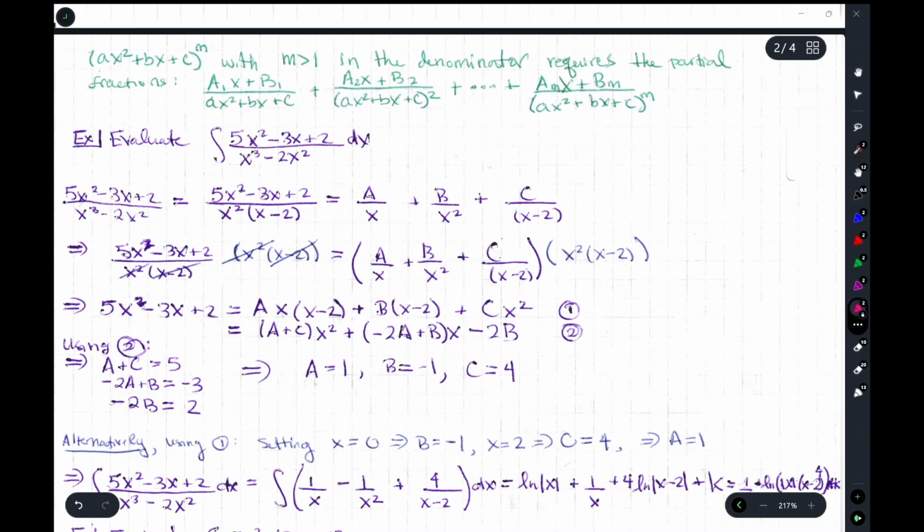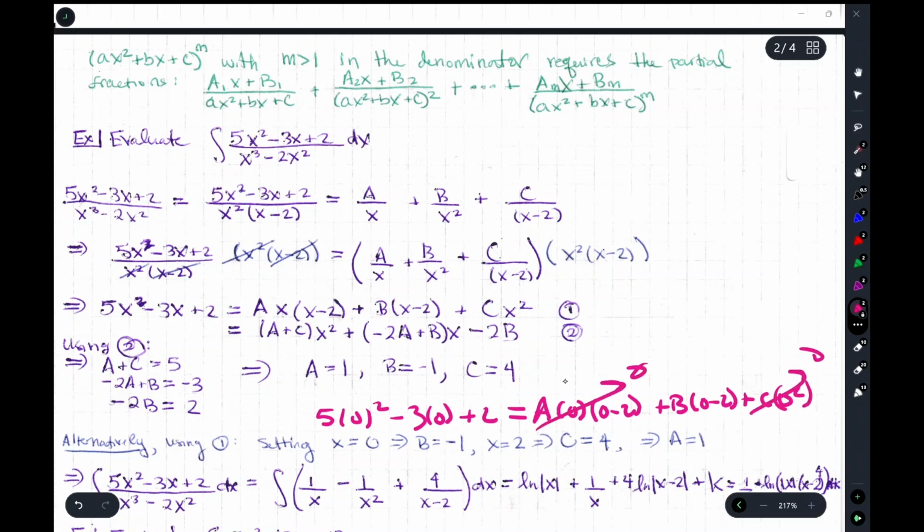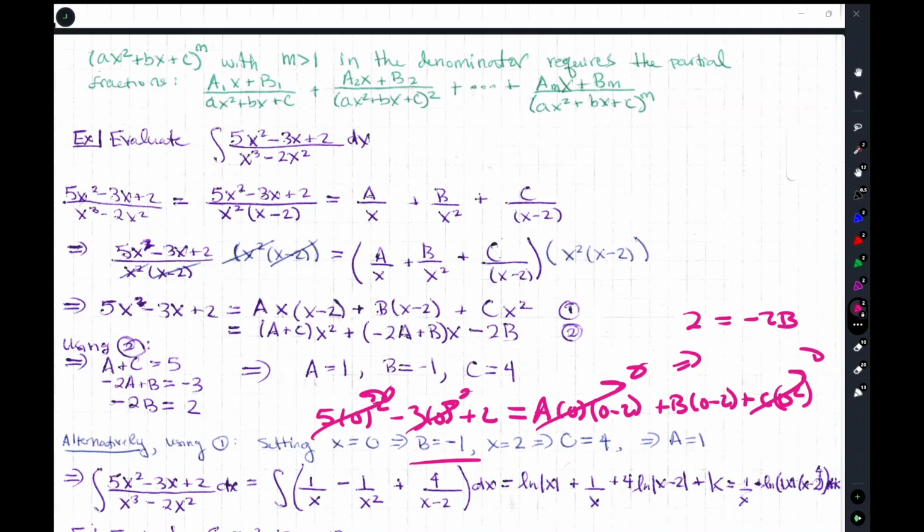And just to write that out concretely for x equals 0, you'll get 5 times 0 squared minus 3 times 0 plus 2 is equal to a times 0 minus 0, 0 minus 2 plus b, 0 minus 2 plus c, 0 squared. Okay, now this is 0, that's 0. And so you get from this, 2 is equal to negative 2b, and you could solve for b being equal to negative 1.